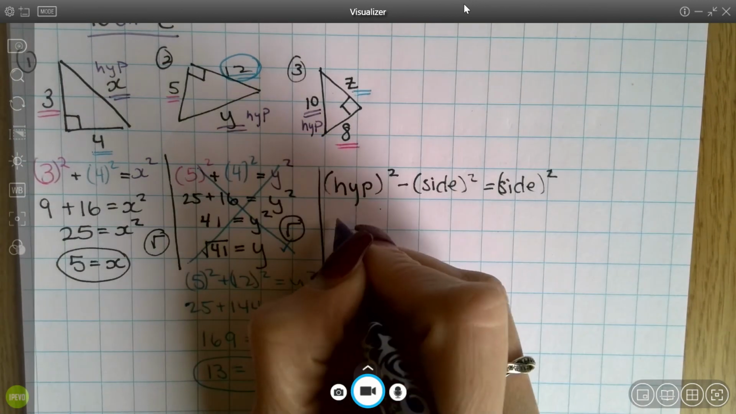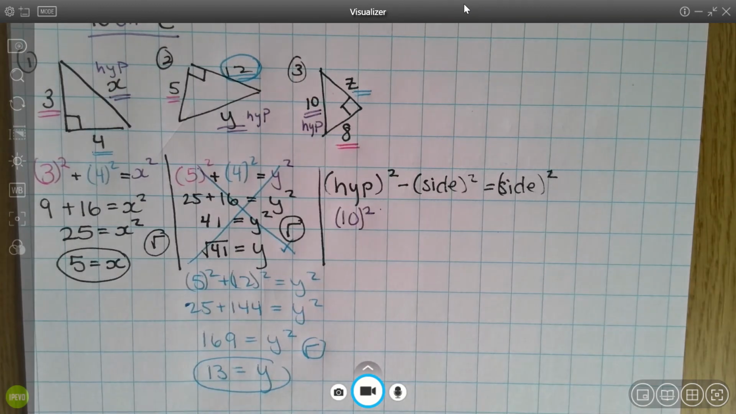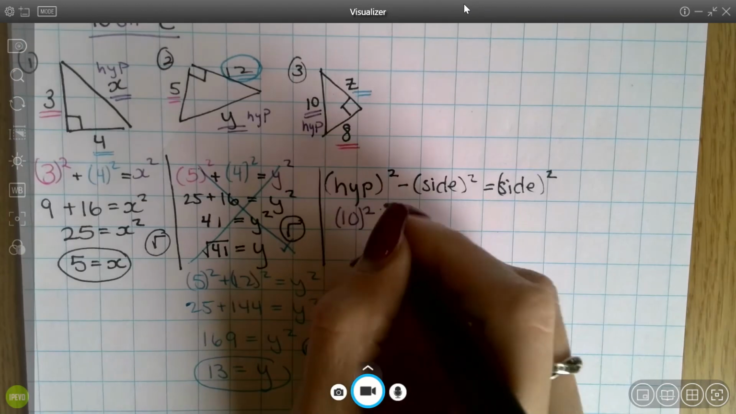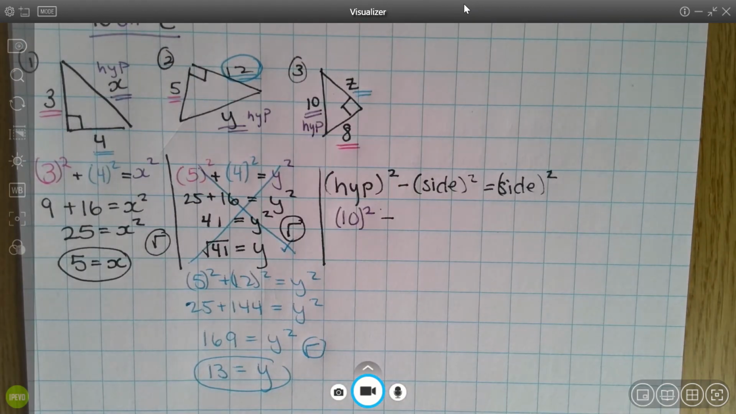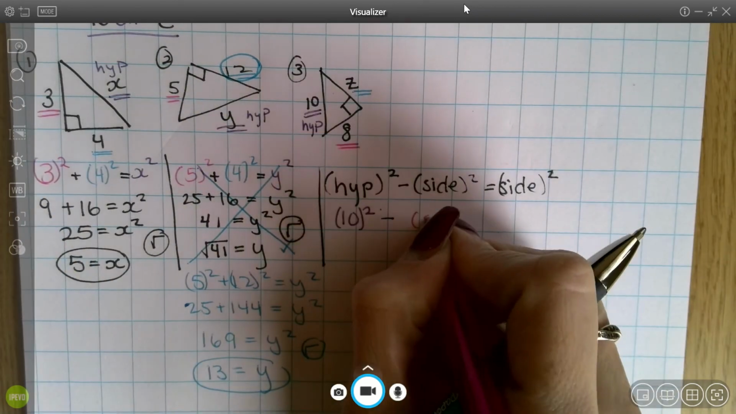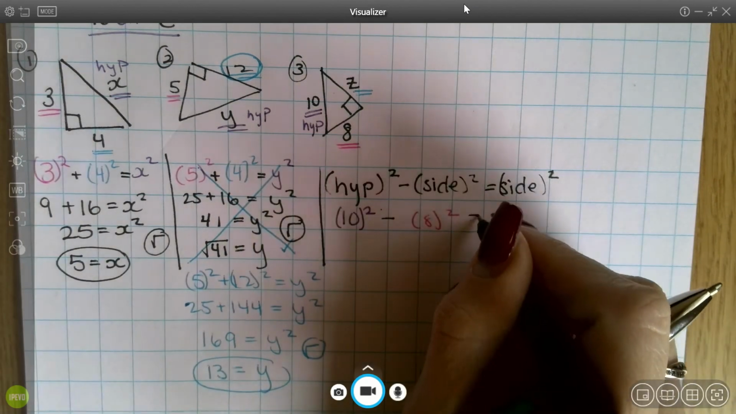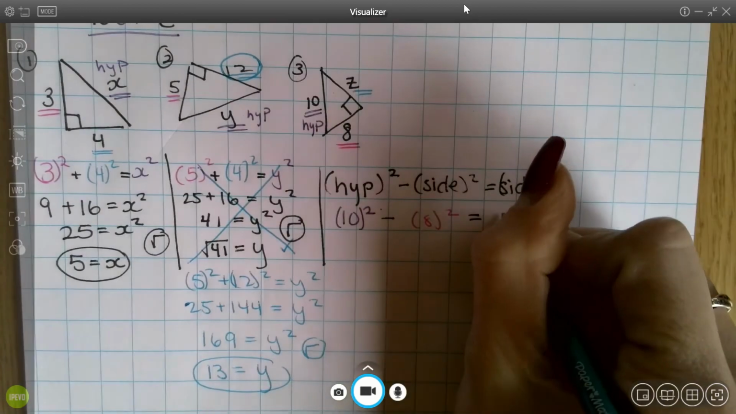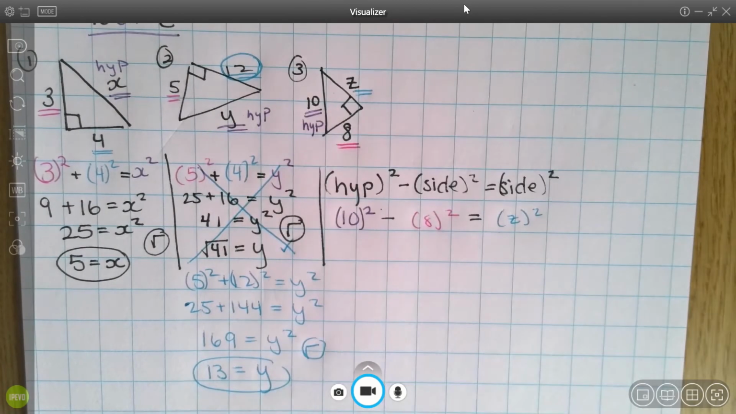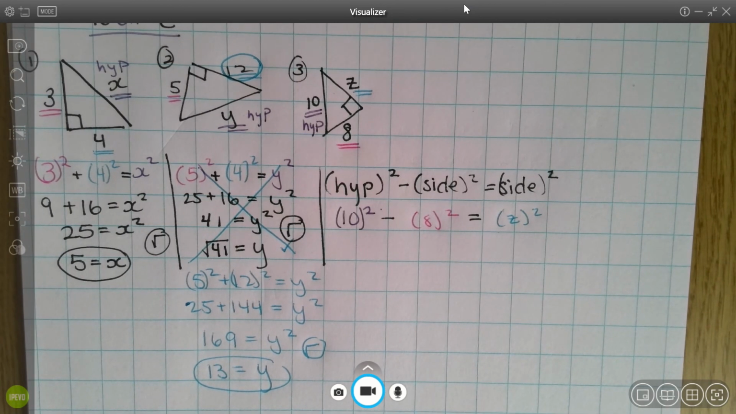So my hypotenuse, since I know it, I'm going to use this form: 10 squared, minus our side that we already know is 8. And this is going to equal the side that we don't yet know, which is z. Now everything else works the same. I'm going to follow BIDMAS and then use my inverse order of operations to solve. If you didn't give this one a try, why don't you pause the video now and do so.